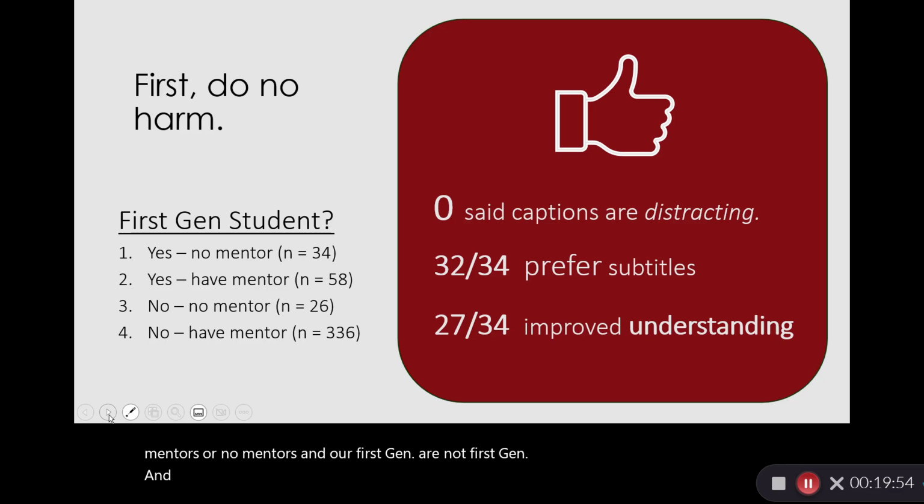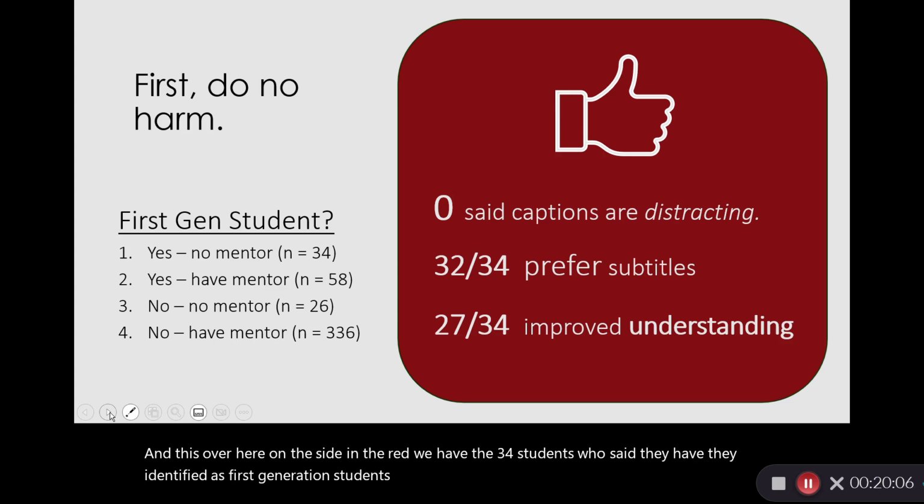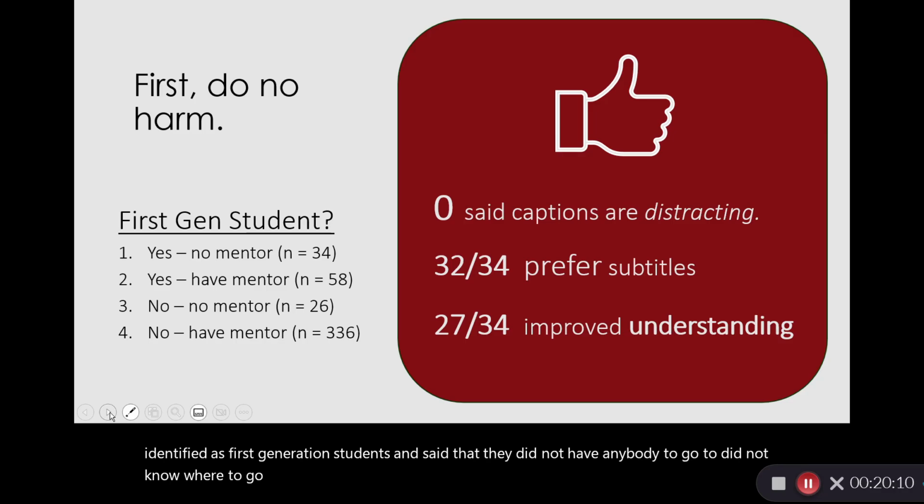And over here on the side in the red, we have the 34 students who identified as first generation students and said that they did not have anybody to go to, did not know where to go to get questions answered about college. So this was the only category that stood out when it came to captioning.